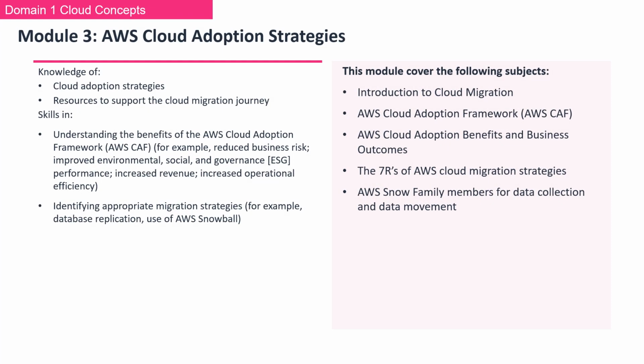Welcome to Module 3, AWS Cloud Adoption Strategies. In this module, we will explore and discuss AWS Cloud Adoption Strategies and the resources available to support organizations during the cloud migration journey. We will cover the following subjects: Introduction to Cloud Migration, Understanding AWS Cloud Adoption Framework or CAF, Understanding AWS CAF benefits and business outcomes, Understanding the AWS Cloud Migration Strategies, Identifying AWS Snow family members.